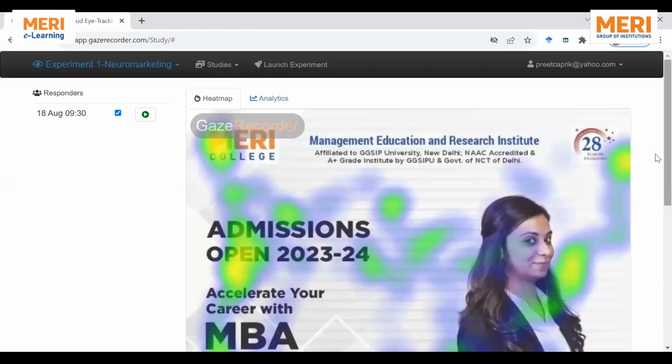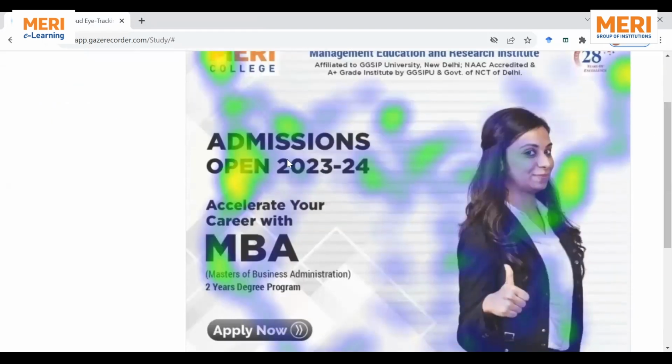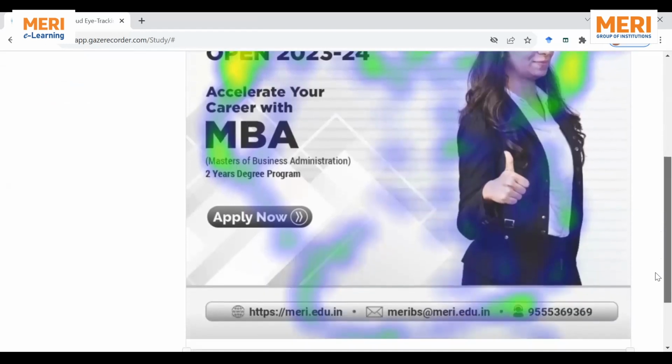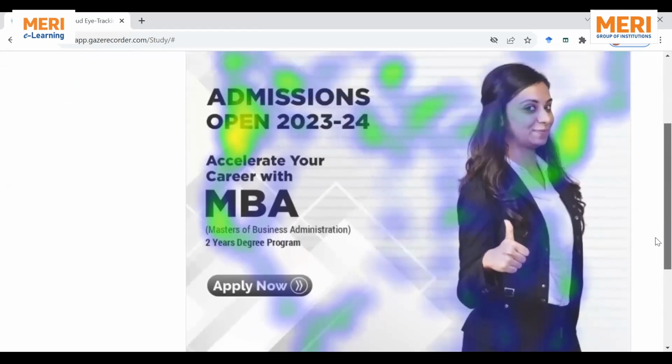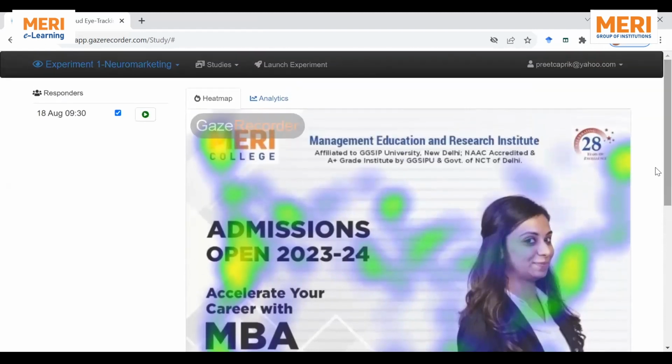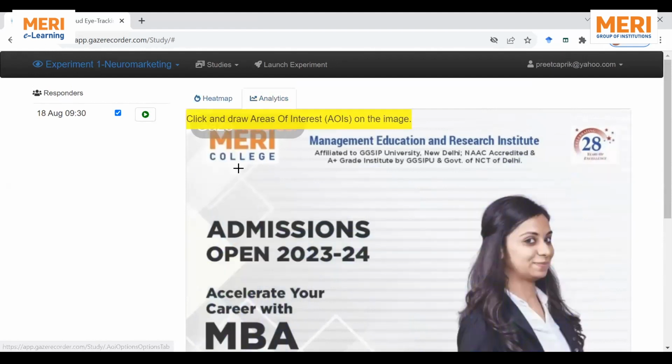Now see, these are the heat maps which I was mentioning. These are the areas where my eye lingered. This is what I saw throughout the advertisement. If you see the heat patches, the purple and the green heat patches have been created, and they are trying to tell us where my eye moved when I was looking at this advertisement. Let's view the analytics.